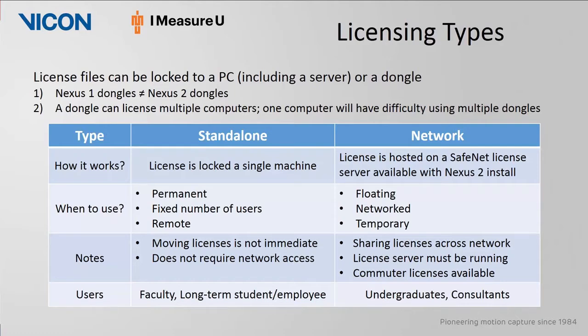A network license is also a good option if you want to issue short-term licenses, which can all be managed by the end user. If a user intends to be remote for a while, a commuter license can be issued for up to 30 days. This process will be discussed in further detail later on in this video. Network licenses in general are best for temporary users such as undergraduate students or consultants.